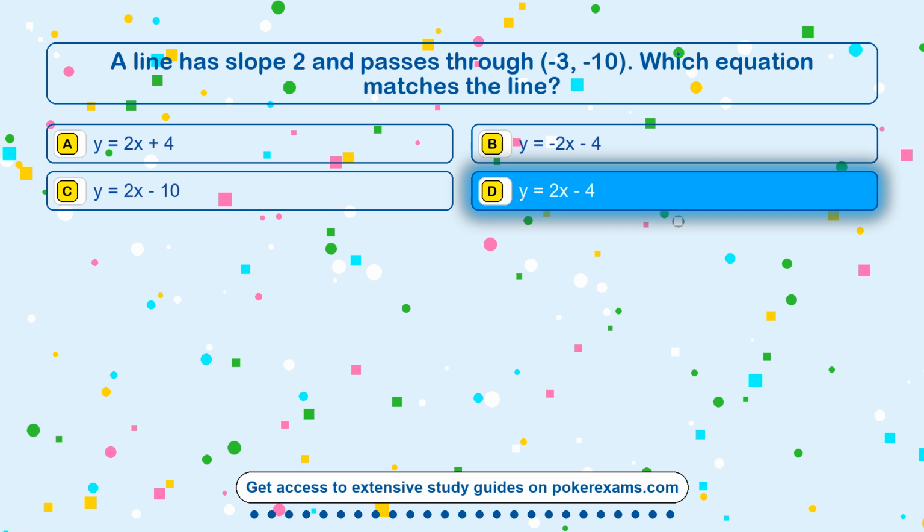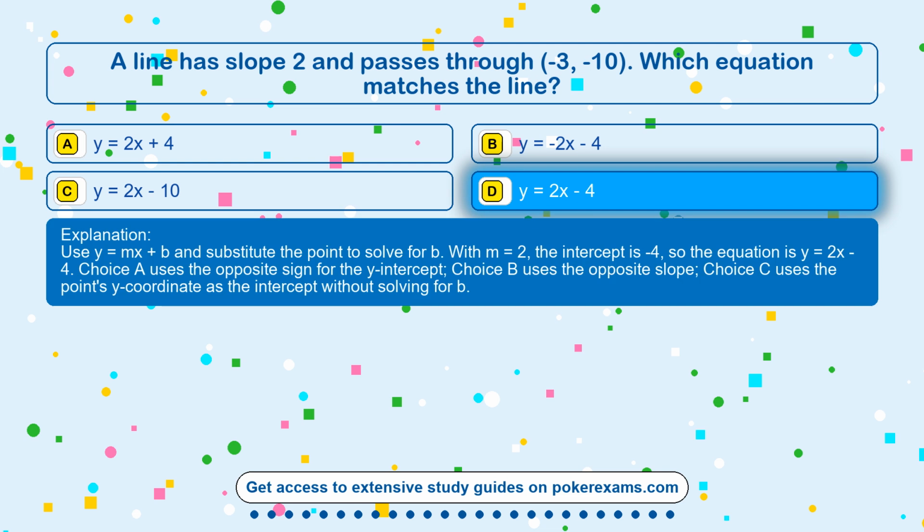The correct answer is option D, y equals 2x minus 4. Use y equals mx plus b and substitute the point to solve for b. With m equals 2, the intercept is -4, so the equation is y equals 2x minus 4.